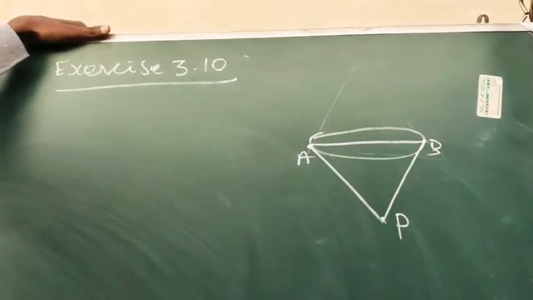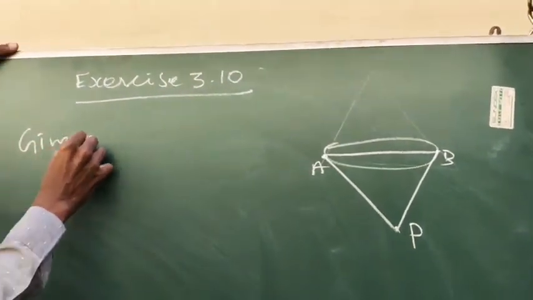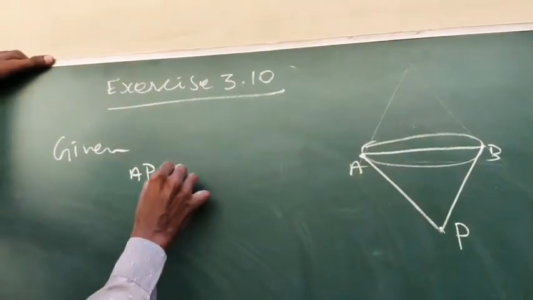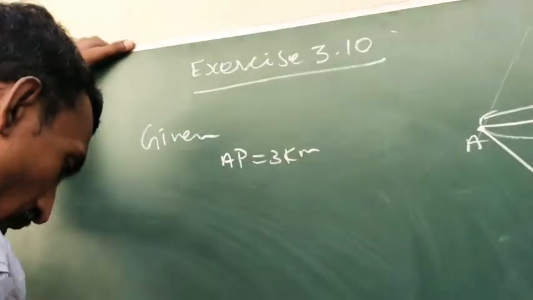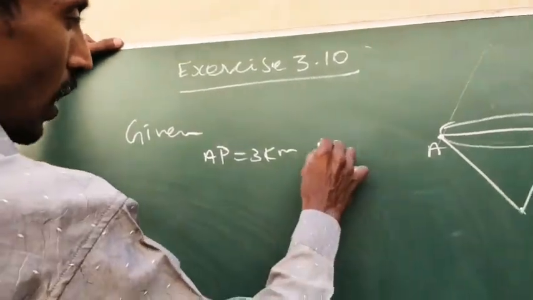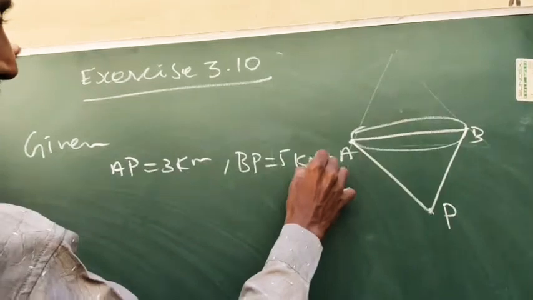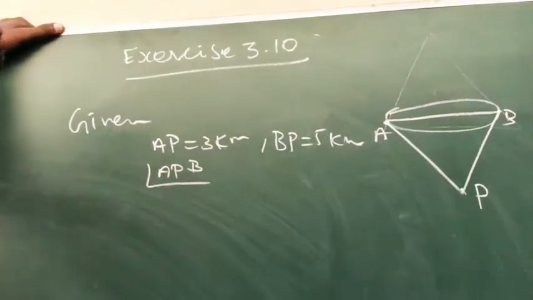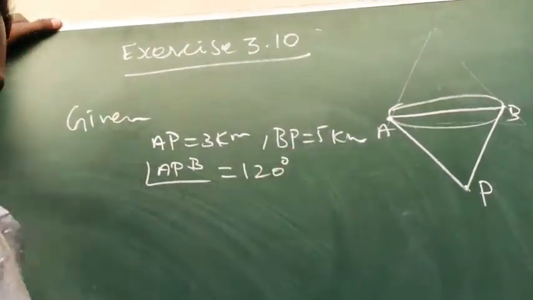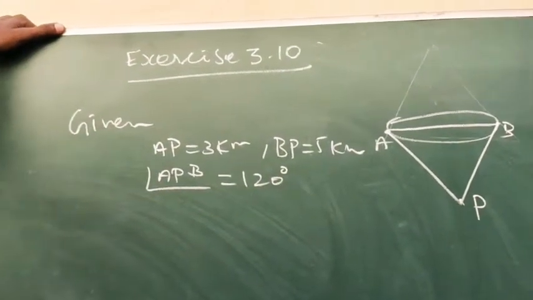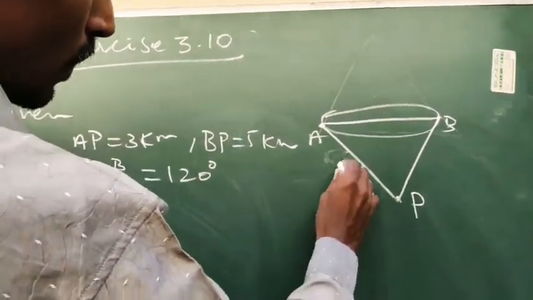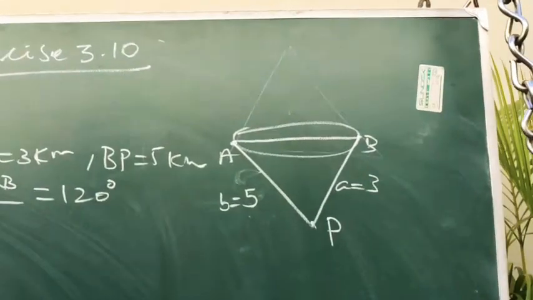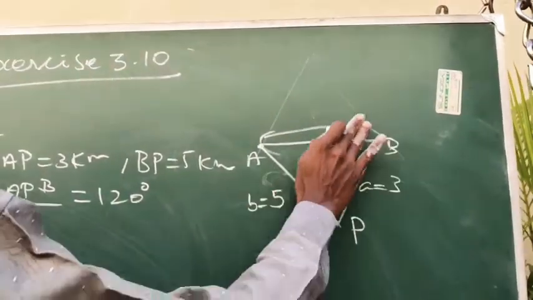So given, AP equal to 3 kilometer, and what is next? BP equal to 5 kilometer. So angle APB is given as 120 degree. So it is 5, which is nothing but b, and it is a, given as 3.